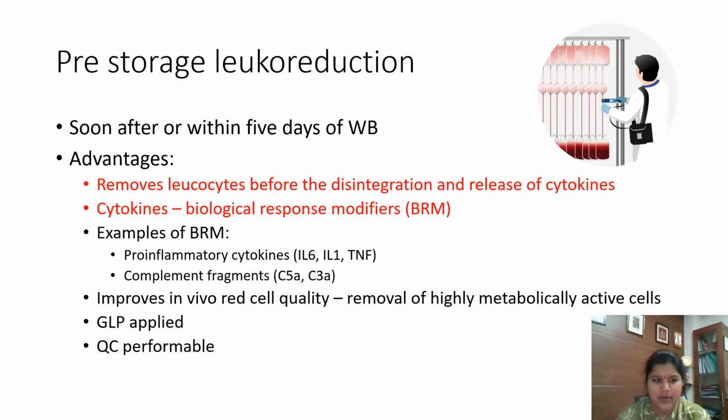Coming to pre-storage leukoreduction. Pre-storage leukoreduction is nothing but a leukoreduction done soon after the preparation or within 5 days of collection of whole blood. Two main advantages. One, it removes the leukocytes before they disintegrate and release cytokines. These cytokines are biological response modifiers, that is BRM. There are two main examples of BRM. One is the pro-inflammatory cytokines such as interleukin 6, interleukin 1 and TNF alpha. The second is complement fragments, that is C5a and C3a.